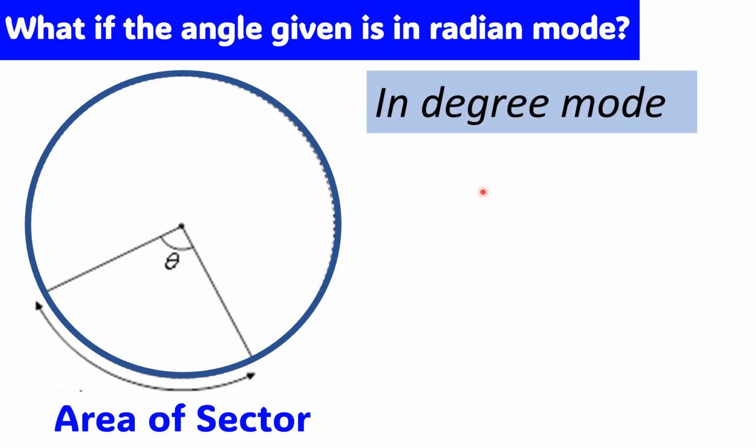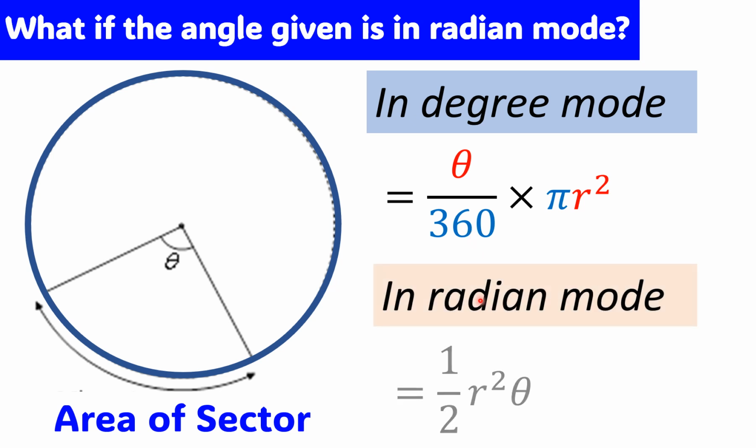So we recall in degree mode, the formula that we have earlier is theta over 360 times pi r squared. So in this case, because there is a pi here, 360 is the same as 2 times 180 degrees. Which means if I put these two together, I have r squared theta. So this pi over 360 is actually equivalent to half. Therefore, this is how we derive the formula to find area of sector in degree mode.